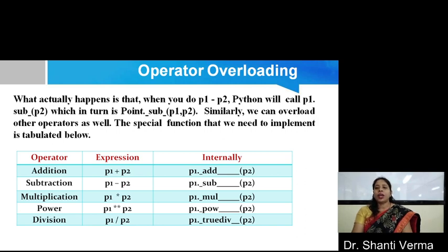The special functions that we need to implement are presented in tabulated form. For addition, this is P1 plus P2, but internally in the system, it is P1 dot underscore underscore add P2. Similarly, for P1 minus P2, which is used for subtraction, it calls the P1 dot underscore underscore sub function and passes the variable P2.